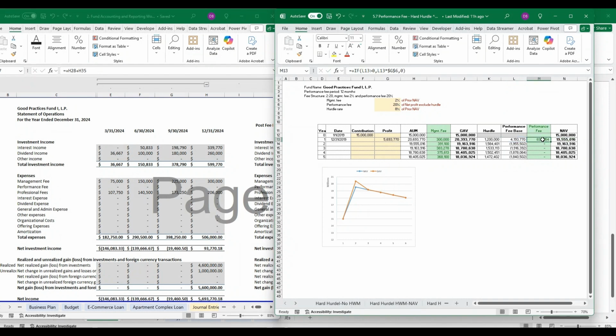Anyway, for more details and the calculation, you will need to go to the mini course. We just use a very simple case here. The performance fee is 20%. So our base is our net profit after deducting the management fee and the hurdle. And we have our NAV by the end of the year. Then we keep going every single year.